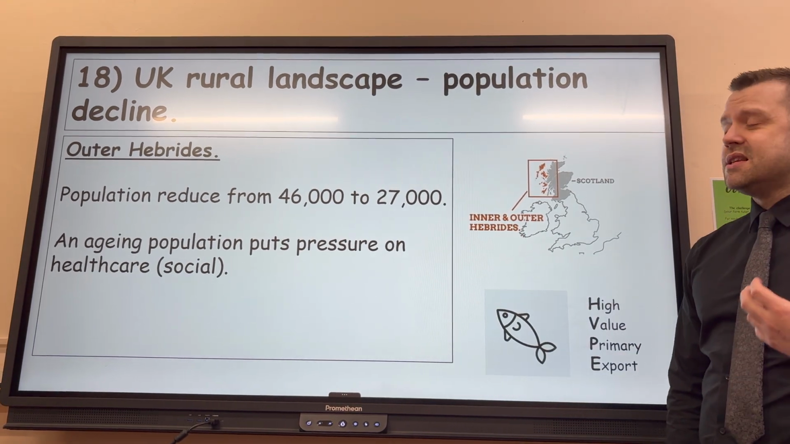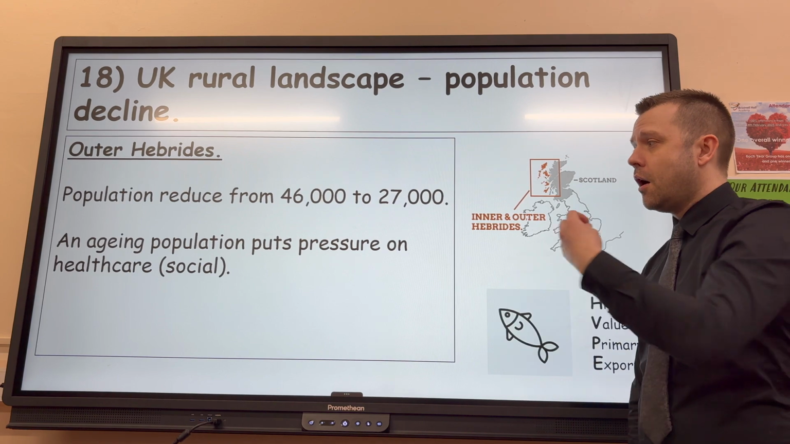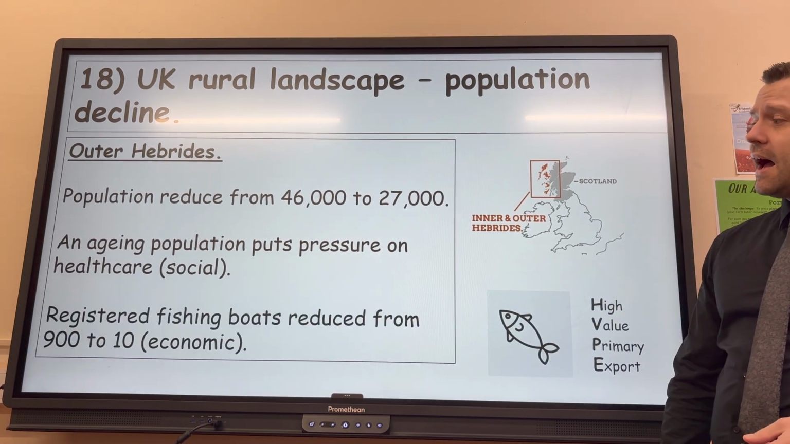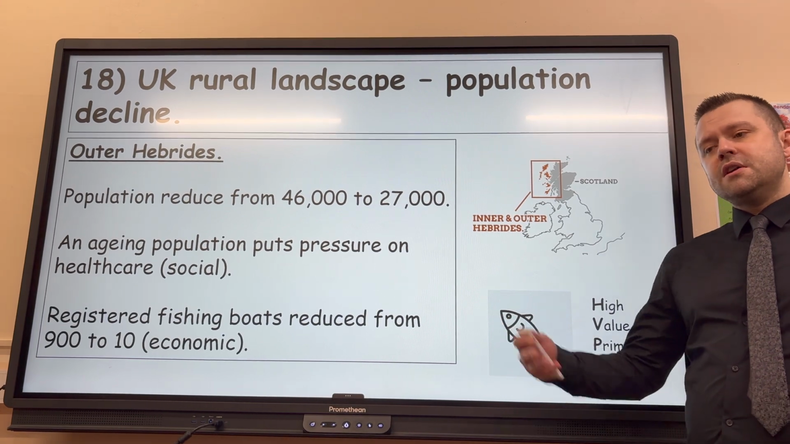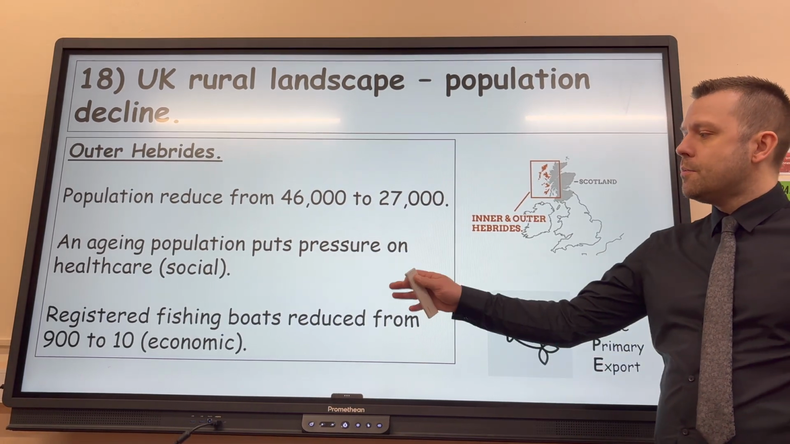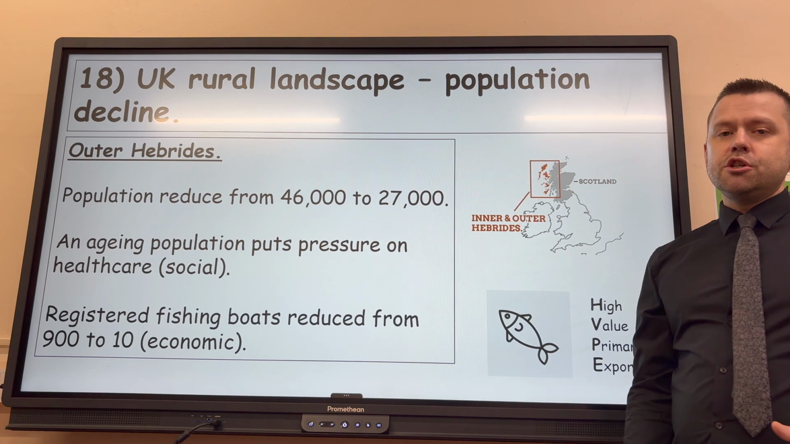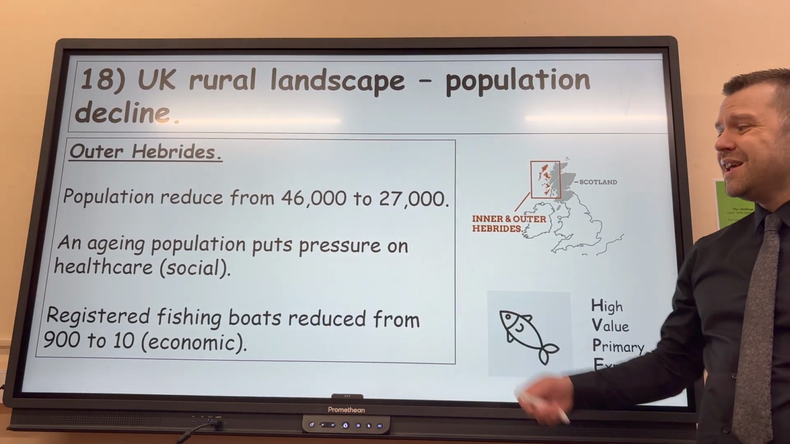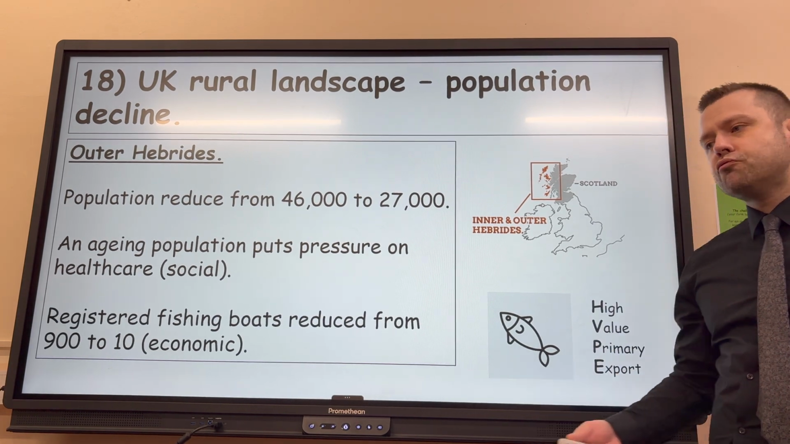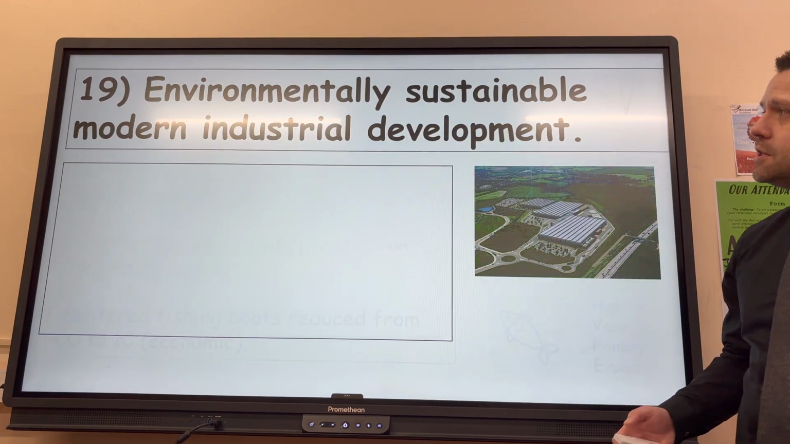Old people are more likely to get ill and this puts a strain on the healthcare service. And also another economic challenge is because a lot of these people have moved away, the number of registered fishing boats has reduced. So there used to be 900 people working in the primary industry of fishing and that has gone down to 10, and this reduces employment opportunities.